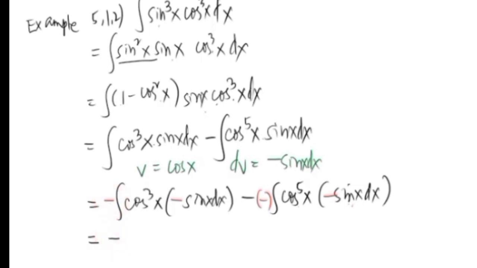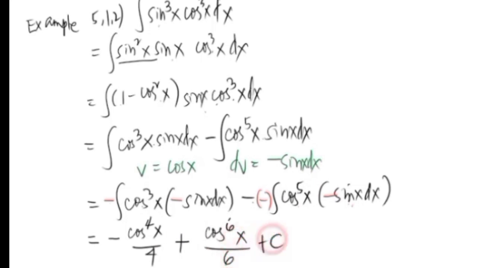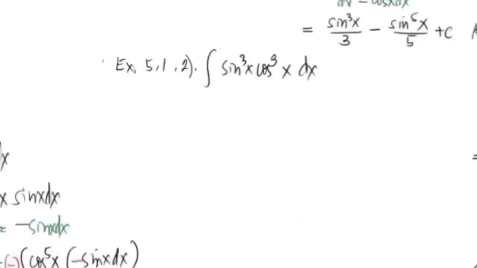So negative cosine, it's n plus 1, so cosine to the 4th of x over 4, and we have here positive n plus 1, so n is 5, that's cosine to the 6 x over 6 plus c, and this is our answer. Dito, it's the same example, no?